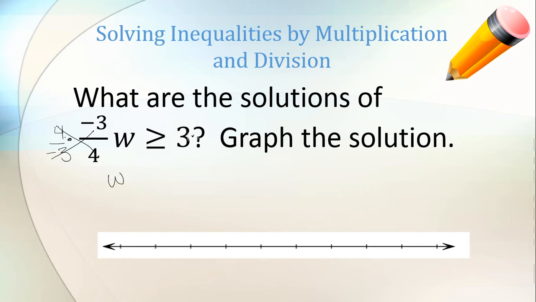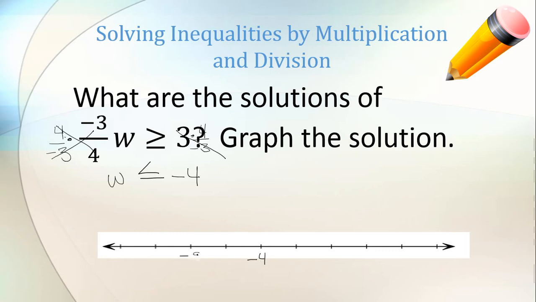Now I'm going to multiply by 4 over negative 3 on this side. So my 3's are going to cancel, and I'm going to be left with -4. But now, there should be a red light going off, and you should be thinking, Miss Marsh, we multiplied by a negative. So what I need to do, instead of doing a greater than symbol, I need to flip it to a less than symbol. So I get w is less than or equal to -4.